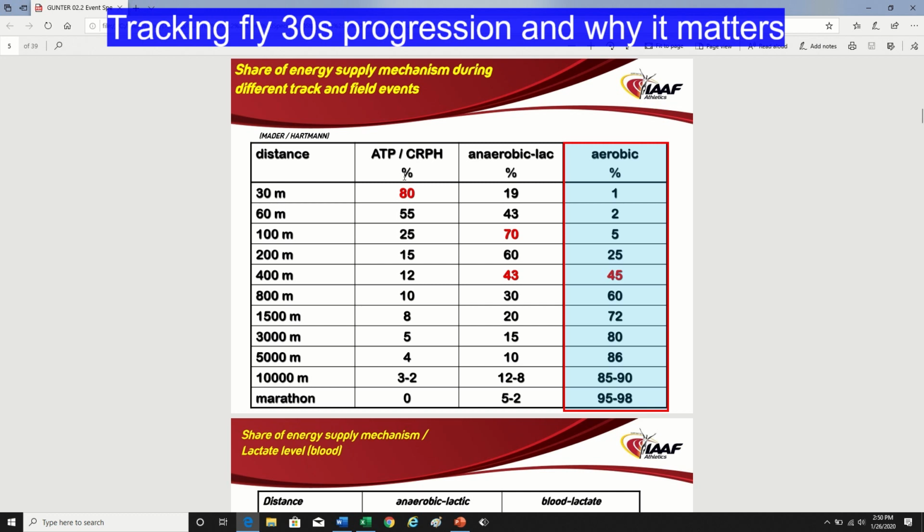I particularly deal with distance runners, and so this is important even for kids in those distance events to get faster in their fly 30s. So here's the percentage. Obviously, your sprinters are going to get bigger energy production from this, so your 100-meter runners are going to get 25% of their energy from this system and 70% from the anaerobic lactic or anaerobic glycolytic system, and 5% from the aerobic system, and it corresponds going down.